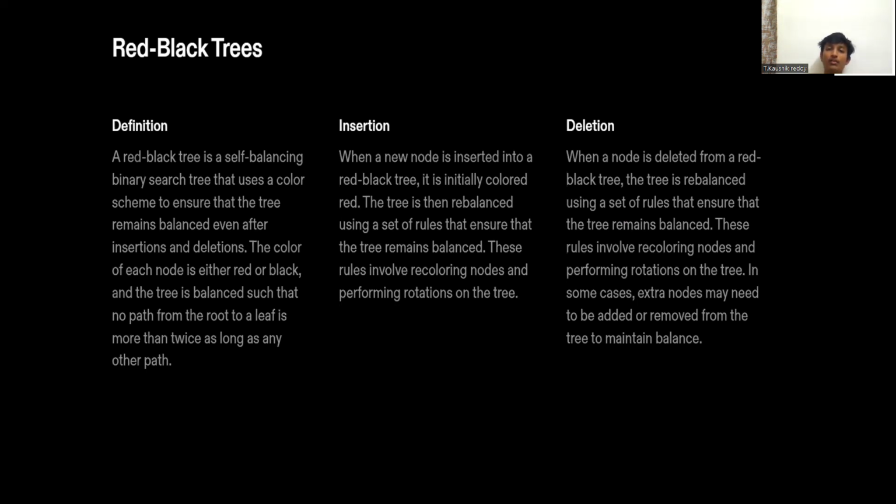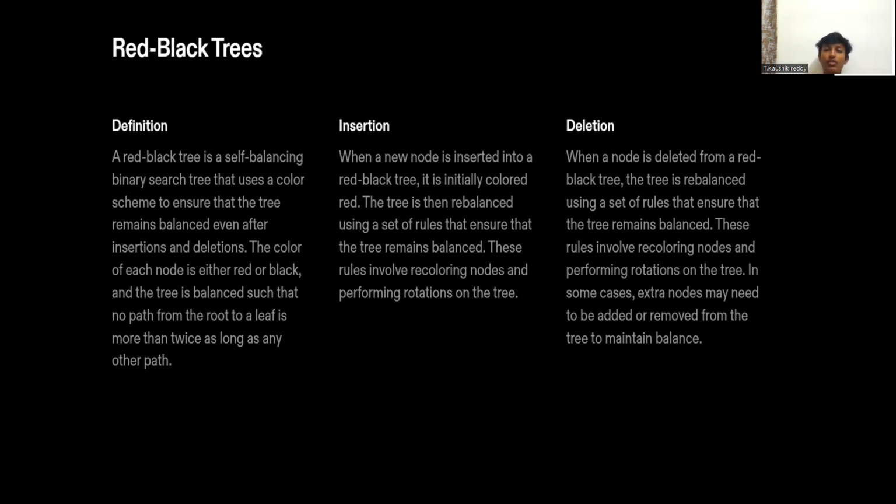Next, insertion. When a new node is inserted into a red black tree, it is initially colored red. The tree is then rebalanced using a set of rules that ensures that the tree remains balanced. Those rules involve recoloring nodes and performing rotations on the tree.